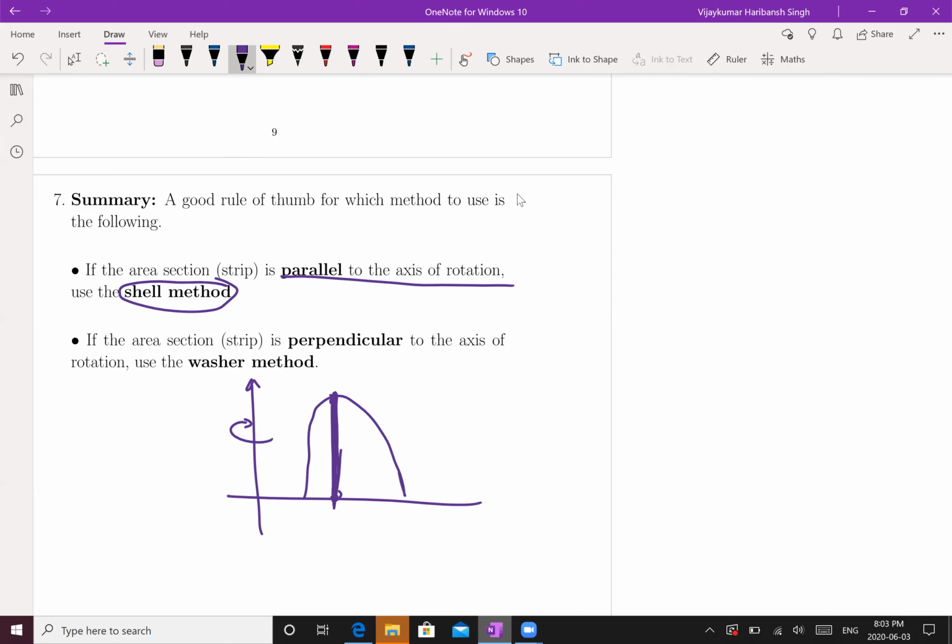Now, if the area strip is perpendicular to the axis you're rotating, like in this case, then you will use what? Washer method or disk method. So these are the two methods for finding the volume.